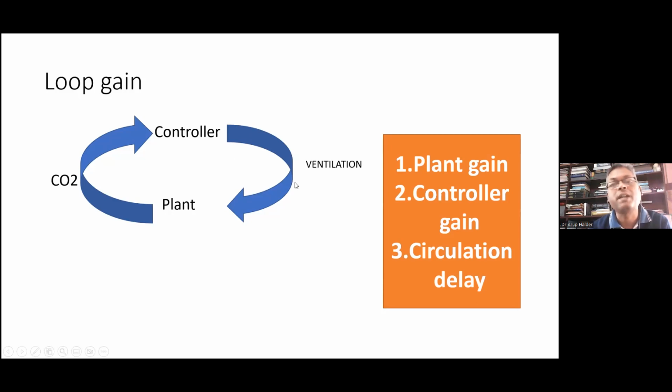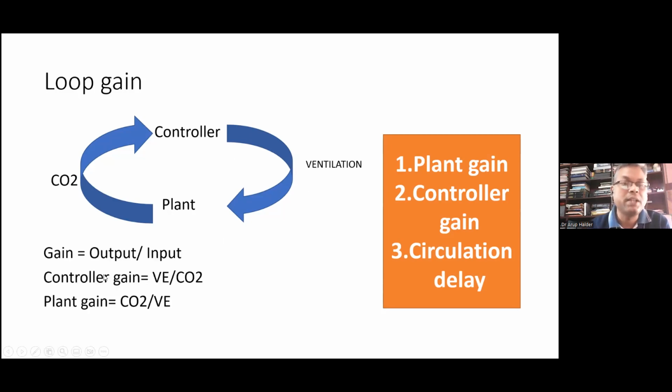And this is done by way of ventilation. Now, what is a gain actually? A gain means output by input. So if we are talking about the controller gain, then the output is the ventilation and the input is the CO2. That means controller gain means VE by CO2, and plant gain means the output is CO2 and the input is ventilation, CO2 by VE.